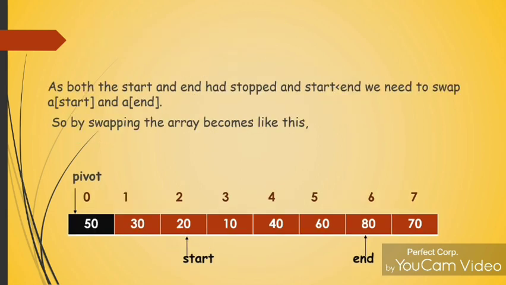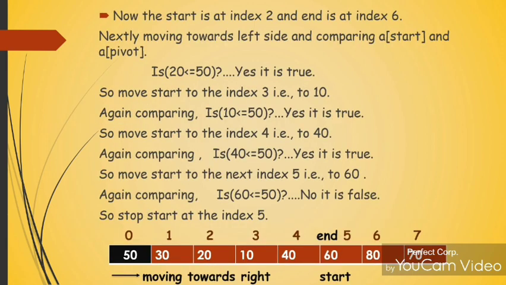As both start and end have stopped and start is less than end, we need to swap A of start with A of end. So by swapping, the array becomes like this: 50, 30, 20, 10, 40, 60, 80 and 70. Now start is at index 2 and end is at index 6.